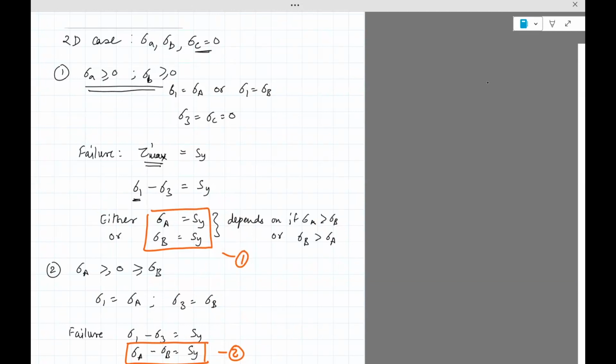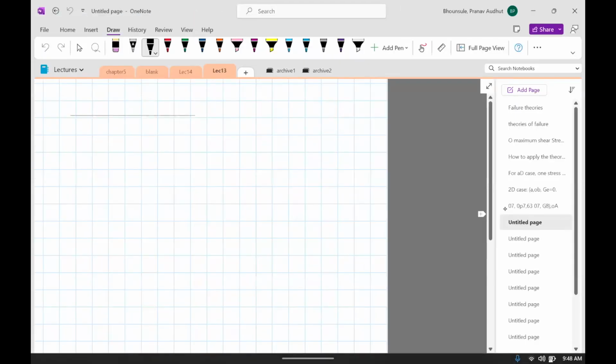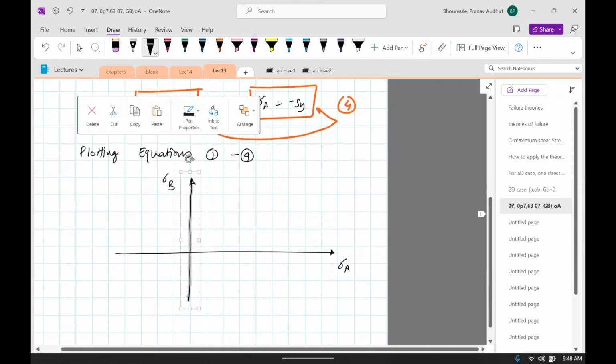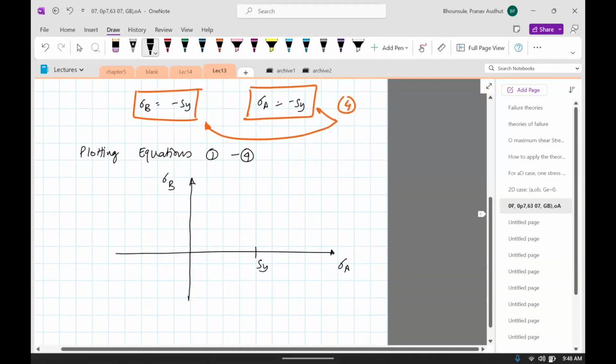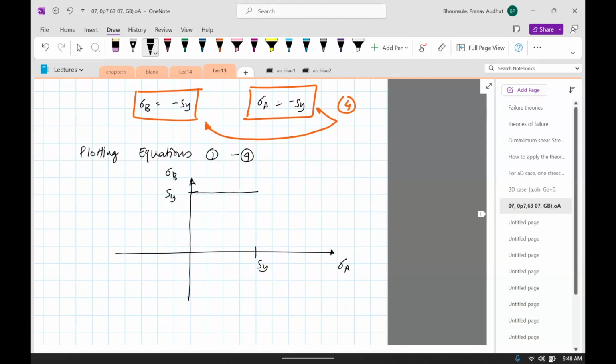So we need to plot the contours such that sigma A equals Sy, sigma B equals Sy. So we can see that in the first quadrant, sigma A, let's call that Sy. See, this is Sy. Okay, so these are equation 1 now plotted on the sigma A, sigma B contour.